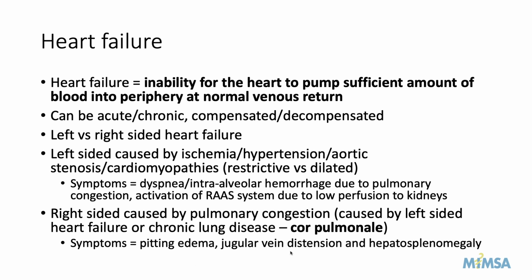Another symptom is jugular vein distension, which means your jugular vein is distended because there's more blood in there. It can also cause hepatosplenomegaly, again because of the backlog of blood in the hepatic vein, and also edema.